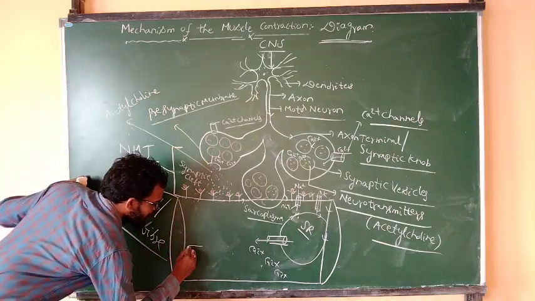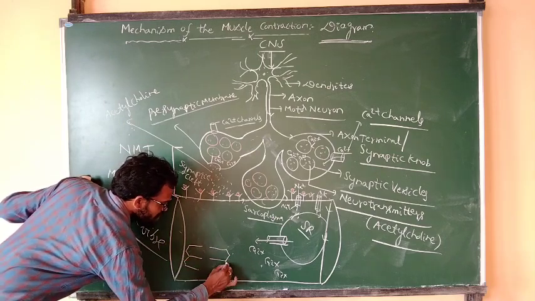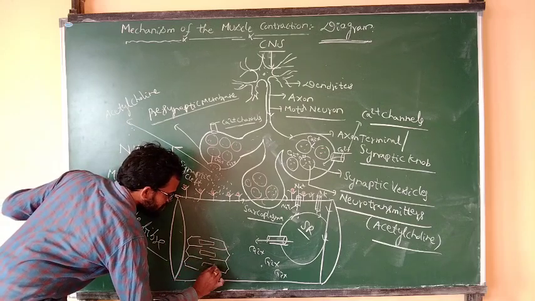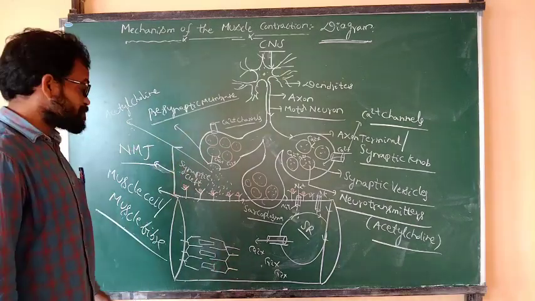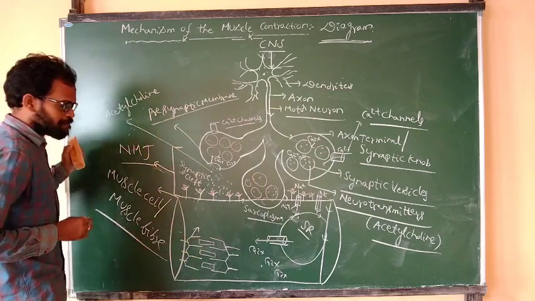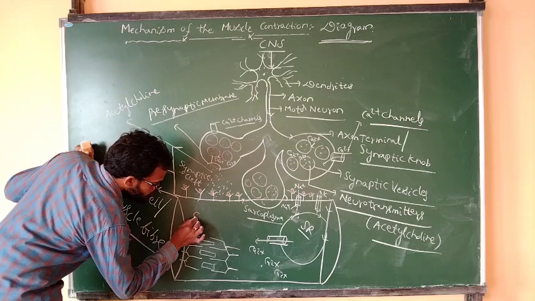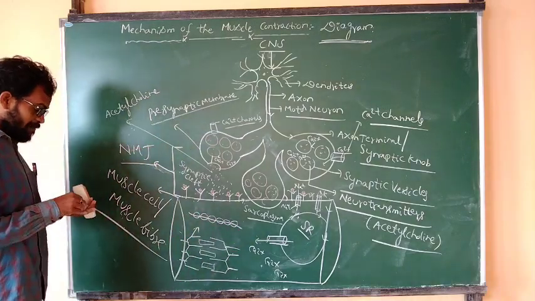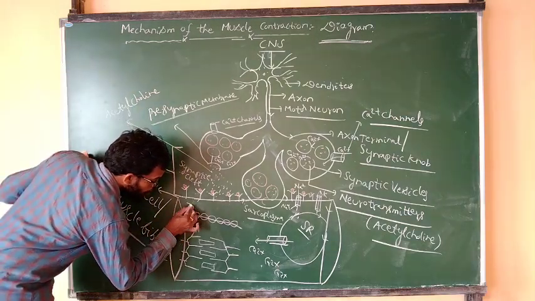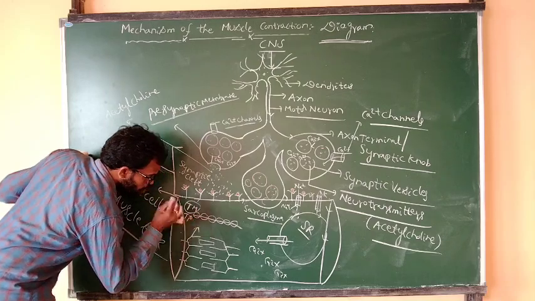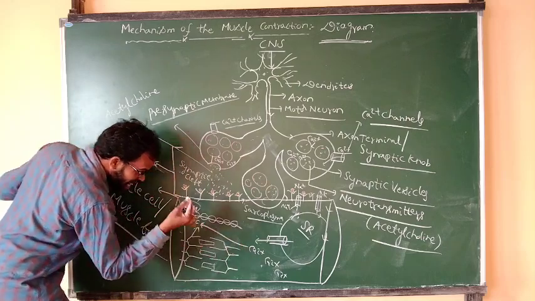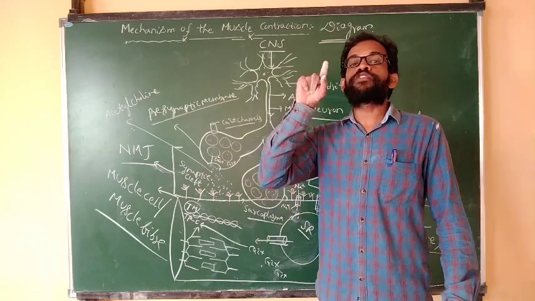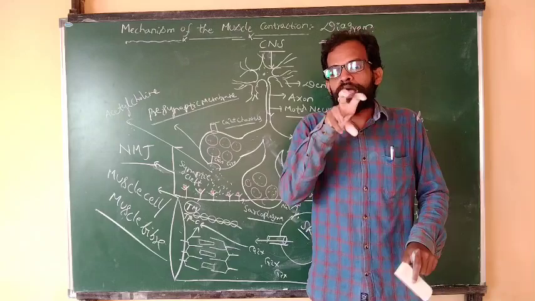The sarcoplasm consists of thick filaments and thin filaments. The cytoplasm of the sarcoplasm consists of myofilaments. Myofilament means the actin filament. This actin filament consists of tropomyosin and troponin. Troponin C binds with calcium ions. The tropomyosin-troponin complex moves forward, and the active site of the actin binds with myosin.